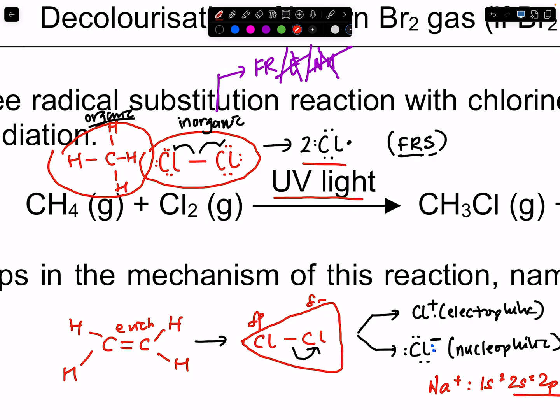The electron-rich alkene can polarize the electron cloud of chlorine to a larger extent, hence inducing a dipole. You all know what a dipole is, right? Delta plus, delta minus.